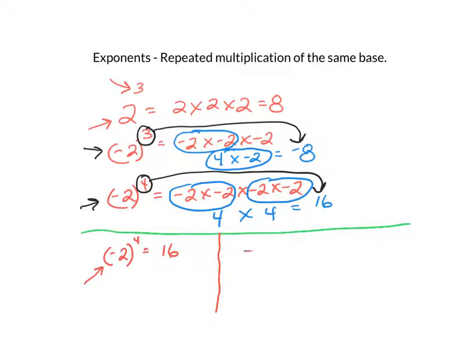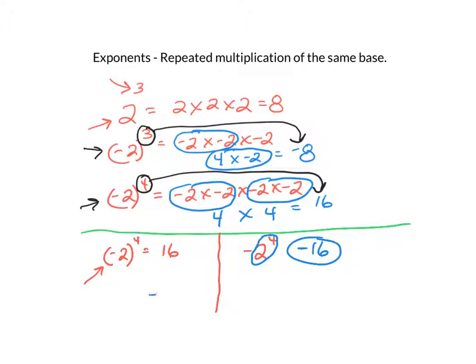If the problem is written this way, though, notice I don't have parentheses around that negative 2. This is not negative 2 to the 4th power, what I have just written. This means 2 to the 4th power, and then I want the opposite of it. So this particular answer, 2 to the 4th power, is equal to 16, and then I want the opposite of that. So the answer to that problem is a negative 16.